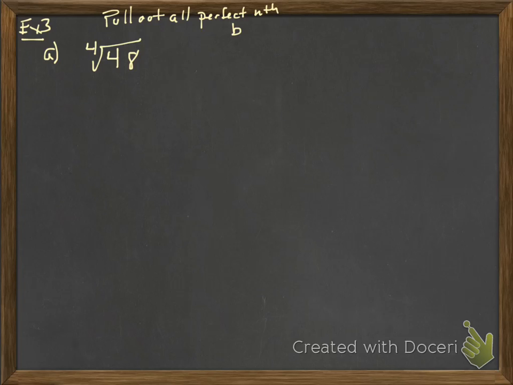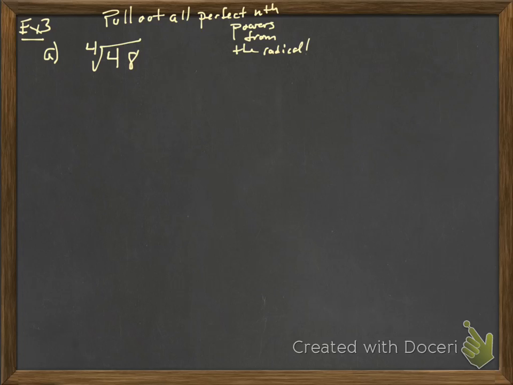Let's do a few more examples. Example 3. Let's do this one. I have the fourth root of 48. Now the idea is I need to pull out all perfect nth powers from the radical in order to simplify it truly.